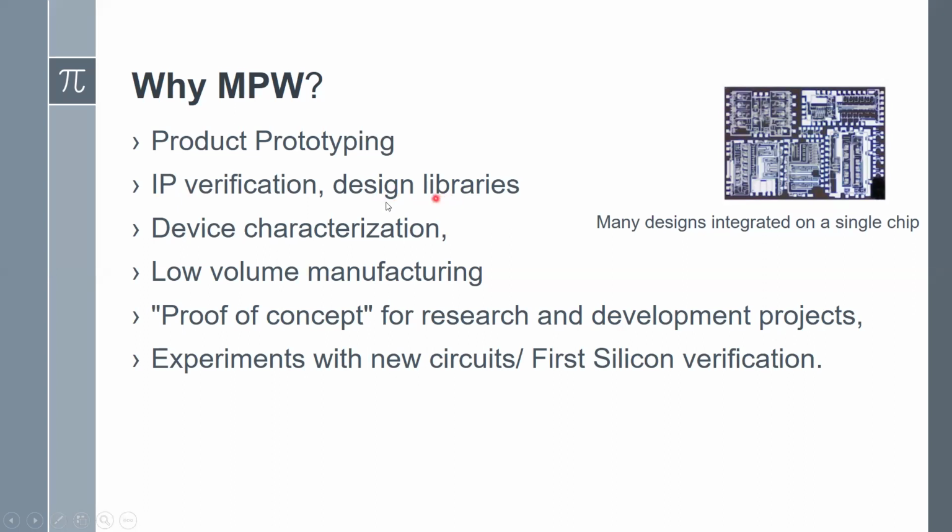You can have your design libraries. You can characterize your device, a new device, right there. And you can also have low volume manufacturing. So you can have that proof of concept for research and development projects. You can experiment with a new circuit or do silicon verification. So always, whenever you have some ideas and want mass fabrication, but you're not sure, it is not verified, you go for MPW first.